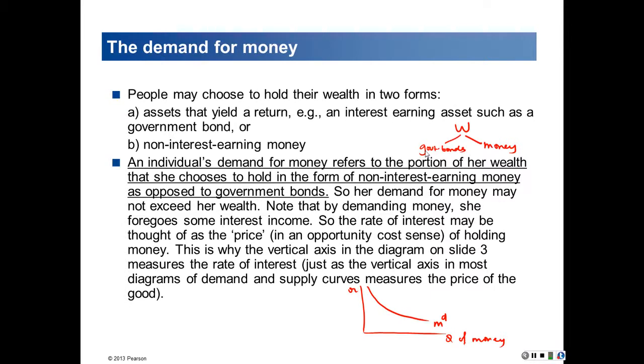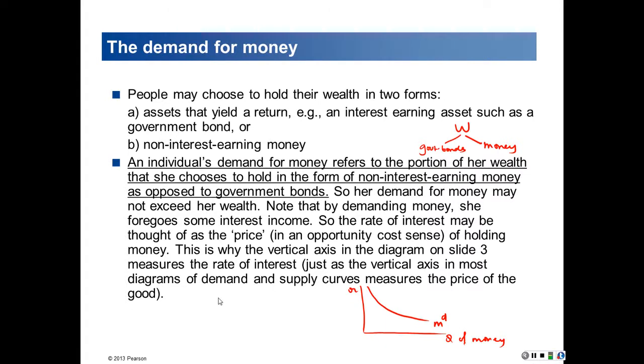Now, of course, there are a variety of other interest-earning assets. But to keep things simple, we're going to assume here that we have this choice between money and bonds. Okay? So we can choose to hold our wealth in one of these two forms. Now, what does an individual's demand for money refer to? It says here, an individual's demand for money refers to the portion of her wealth that she chooses to hold in the form of non-interest earning money as opposed to government bonds.